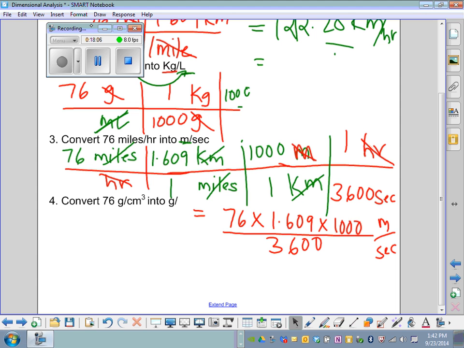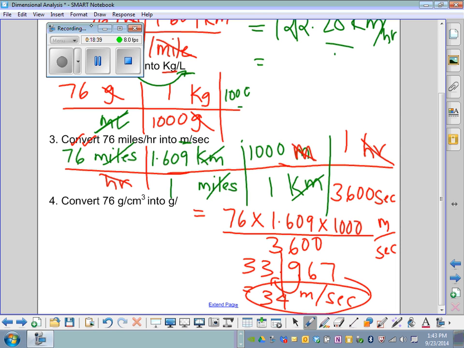Okay, so let's do the math. Let's see what the calculator gives us. 76 times 1.609 times 1,000. Enter, divided by 3600. Is that right? So I'm getting 33.967. Is that right? Are you getting the same answer that I am? Yes. Alright. So then, let's see how many sig figs is this? 2. So I need to round to 2 sig figs. So this will become what? 34 meters per second. Do we understand how to do this problem?